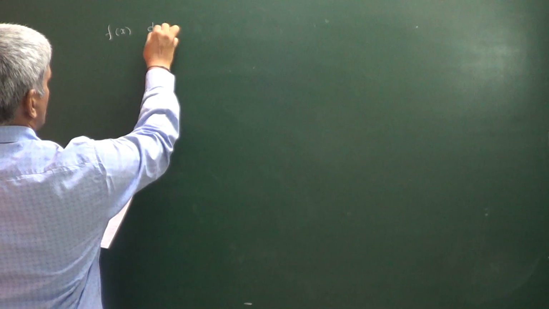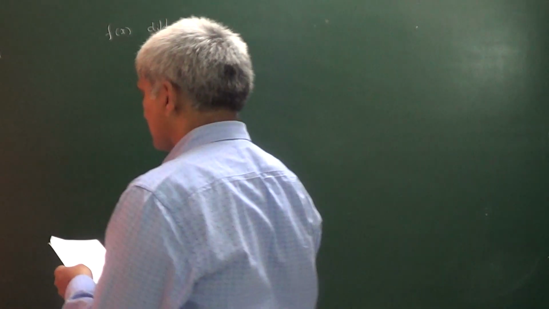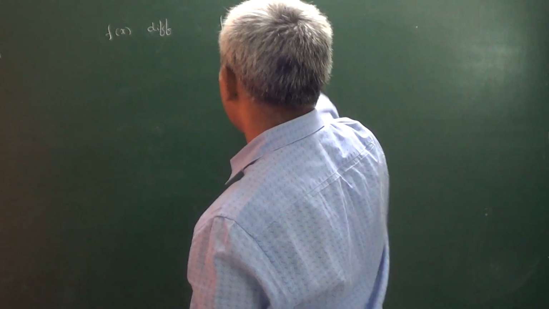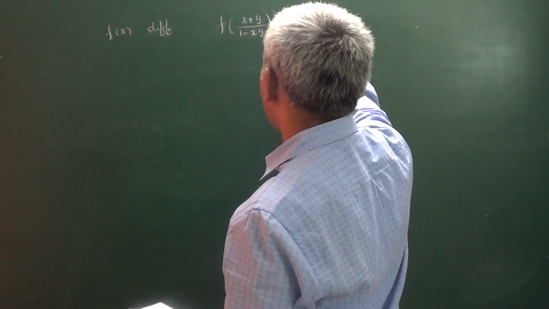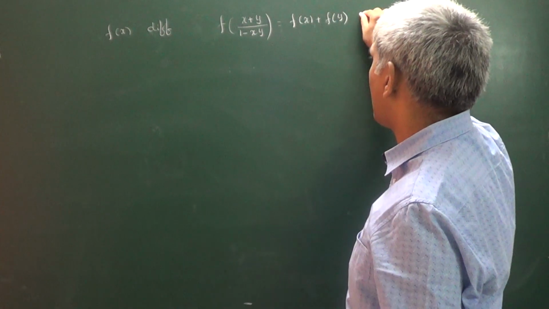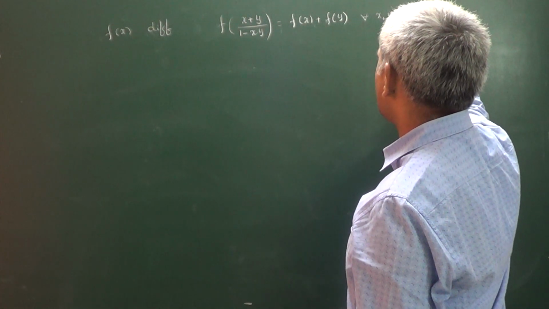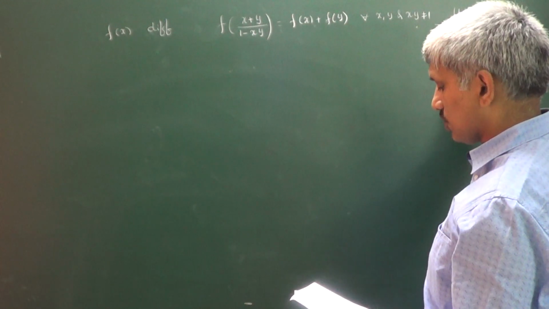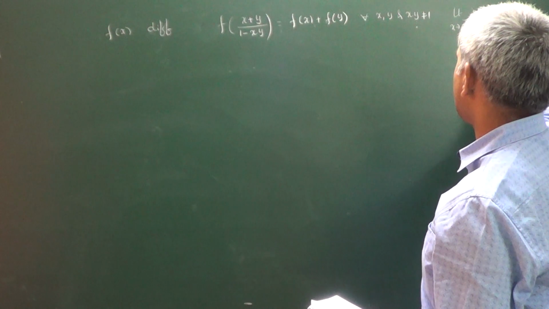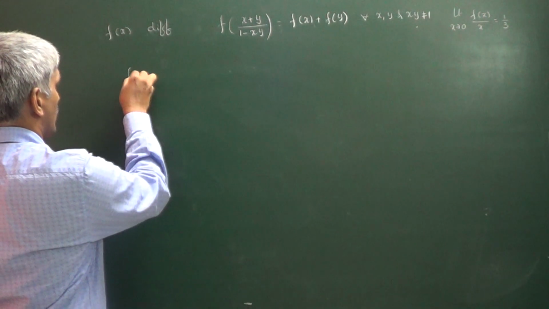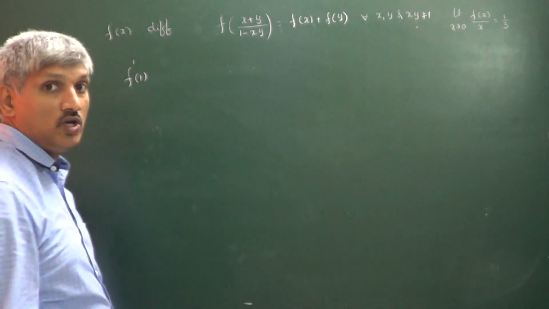You can say this is another question. Let f of x be a differentiable function such that f of (x plus y divided by 1 minus xy) equals f of x plus f of y, for all x, y with x into y not equal to 1. And also given that limit x tends to 0 of f of x divided by x is 1 by 3. Then he is asking to find the f dash of 1 value. We have to find out f dash of 1. Right? We require f dash of 1.